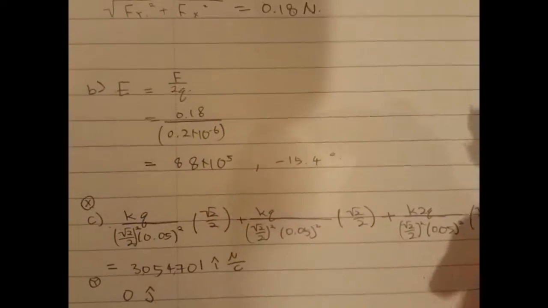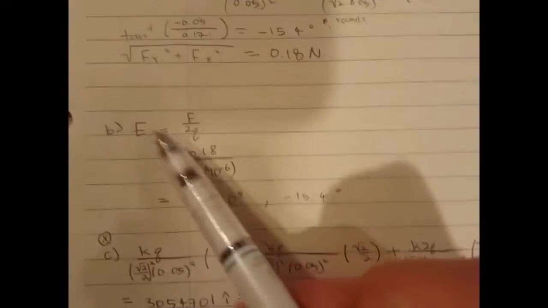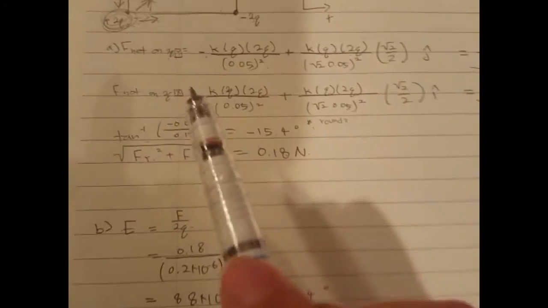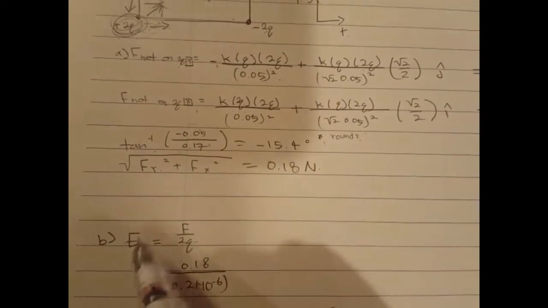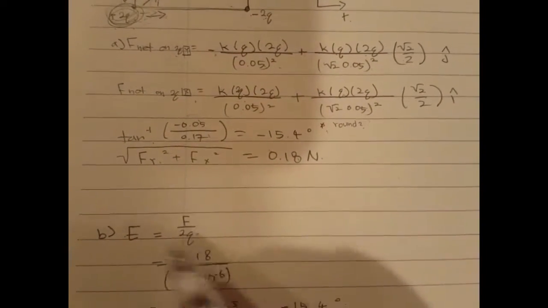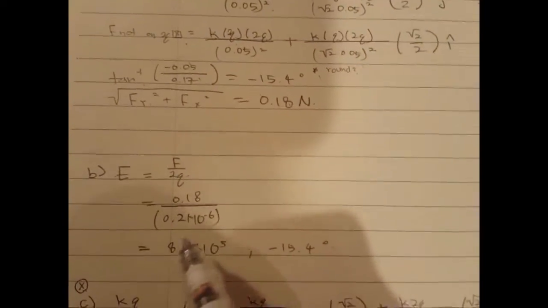Part B asks for the electric field at the location of this charge. So now, instead of doing all the calculations again using the formula, we know the net force, and the electric field is going to be force divided by the charge. So it's going to be simple, that divided by 2q.